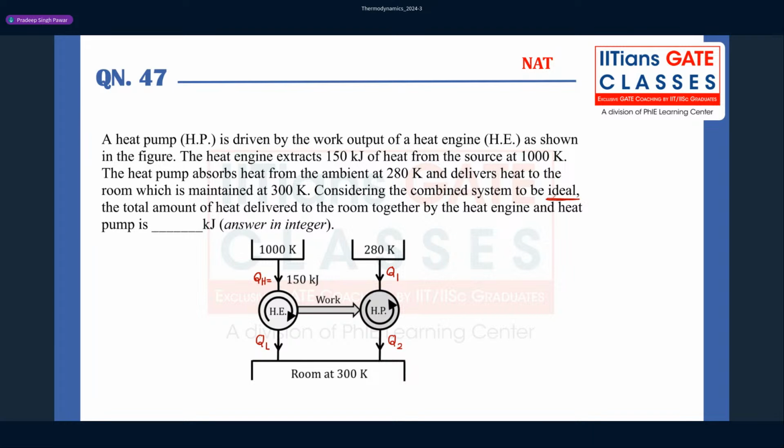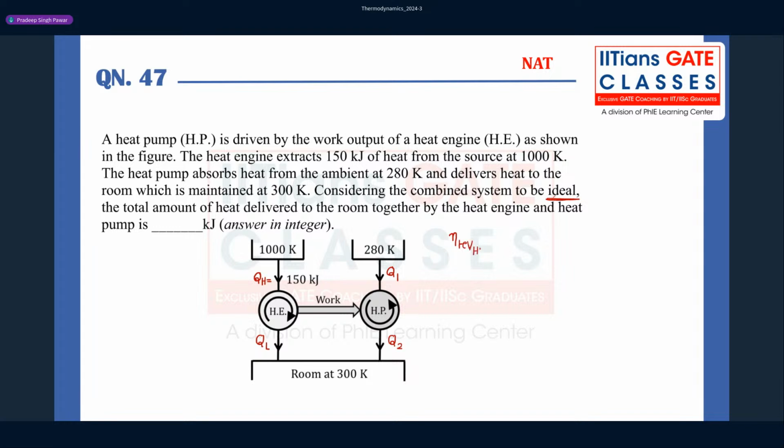So all the processes that the working fluid of the heat engine goes through are all reversible. So this is a reversible heat engine. The heat pump is also a reversible heat pump. Okay, so let's start. First we write the efficiency relation for a reversible heat engine.